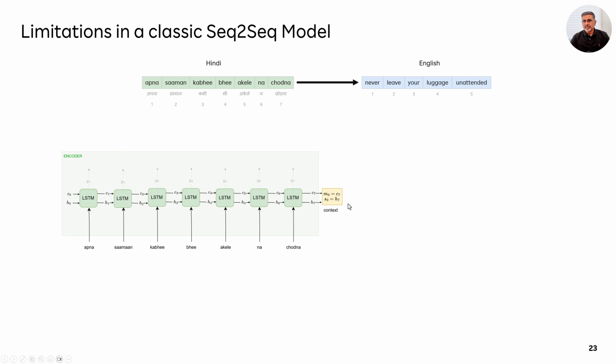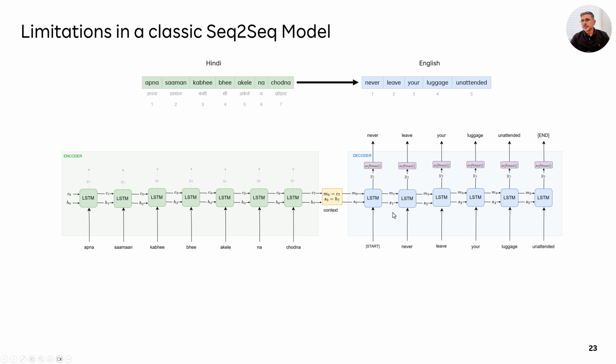It extracts the essence, which is basically the last C state and the last H state of the encoder. Now it's going to pass that to the decoder. You start the decoder with a trigger word called start, and you end it with a trigger word called end. We have seen this already. Now observe a few things here.